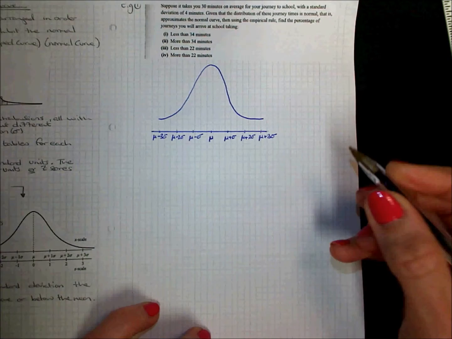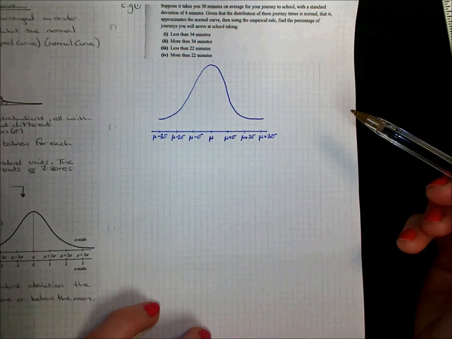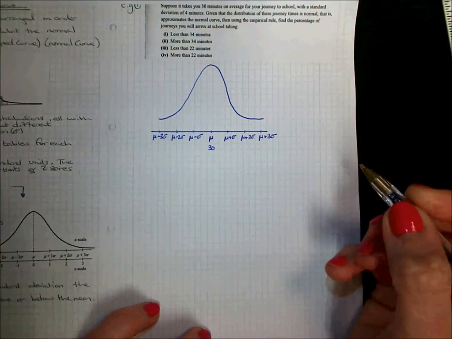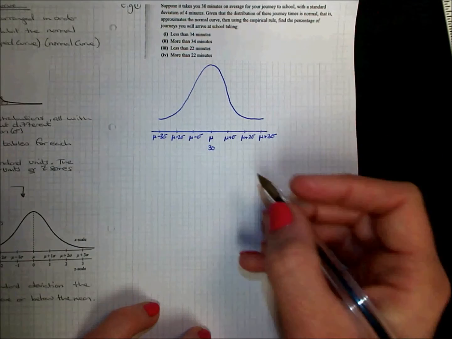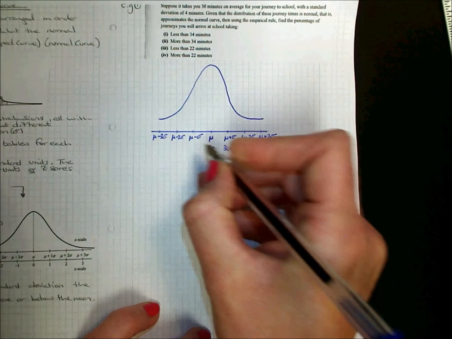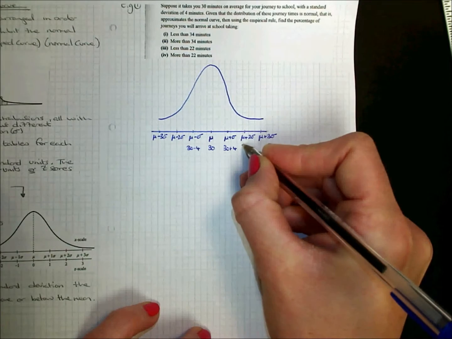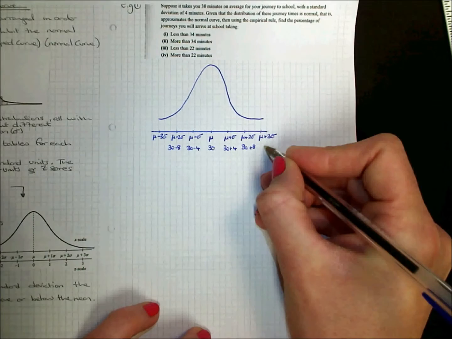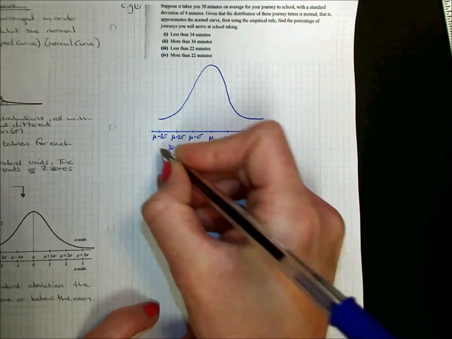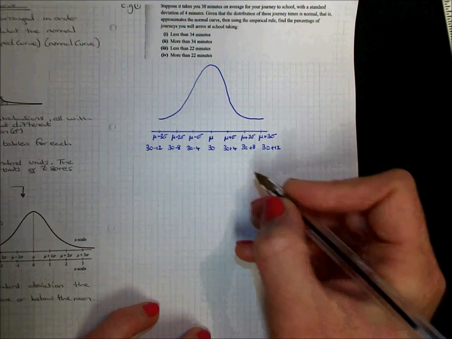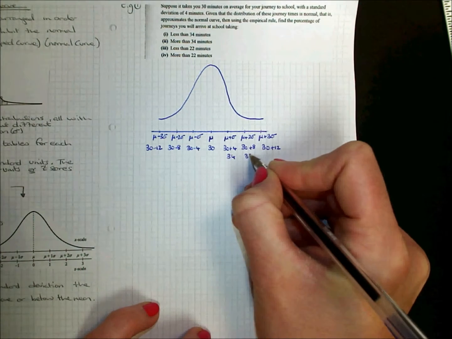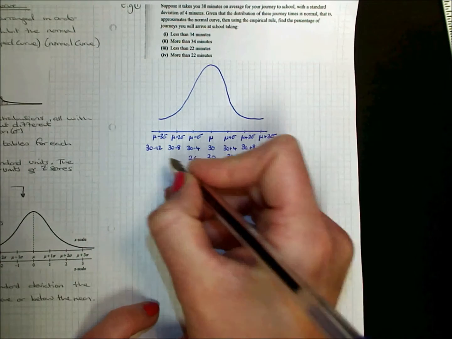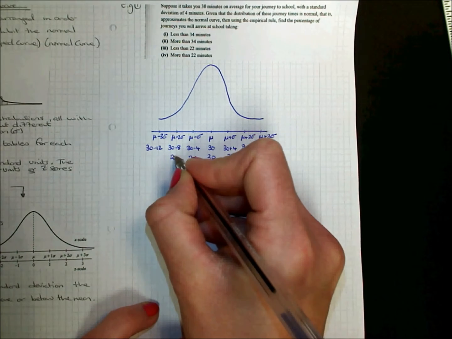Now in the question I'm told that the average or the mean is 30 minutes, so my 30 goes in the centre, and my standard deviation is 4. So this is going to be 30 plus 4, 30 minus 4, 30 plus 8, 30 minus 8, 30 plus 12, and 30 minus 12. So that's your 34, 38, 42, and this is your 30, and this is 26, and 22.